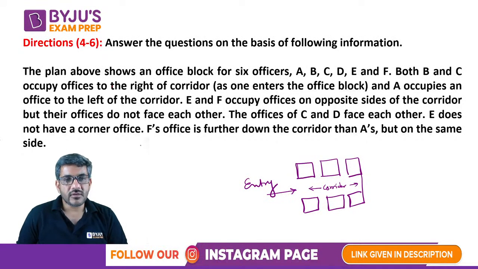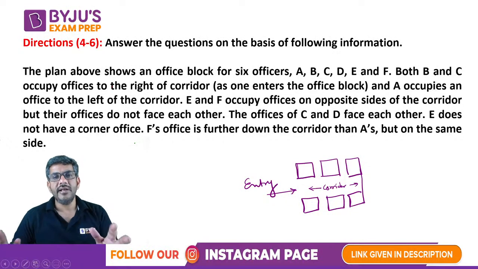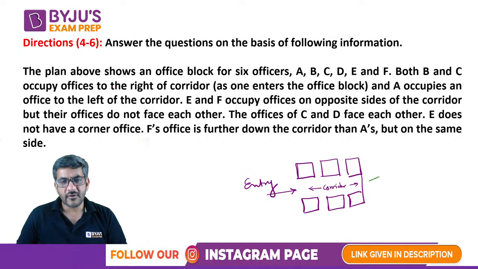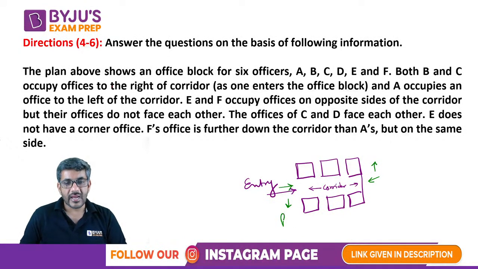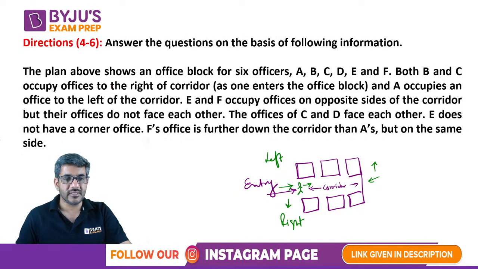The plan above shows an office block for 6 officers A to F. Both B and C occupy offices to the right of the corridor as one enters the block. Now the point is, what is the right of the corridor? If you look at it from this direction, the right would be here. If you look at it from this direction, the right would be here. But he says as one enters the office block, because this is the entry, so you would be looking at it from this direction. Hence, the right of the corridor would be here and left of the corridor would be here, because if a person is going in this direction, his right is going to be here and left is going to be there. I hope you all can agree to that, right?